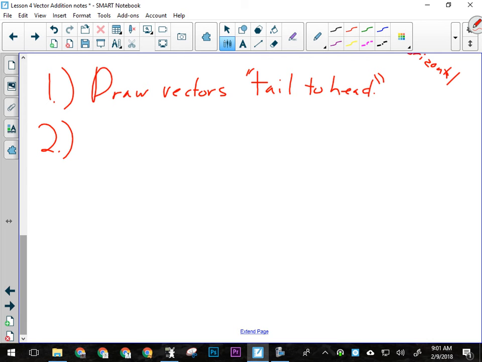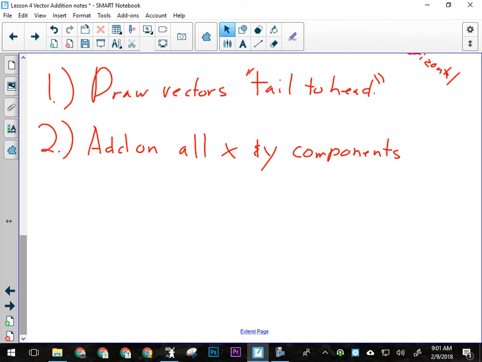Okay, once we've drawn those vectors tail to head, we want to also add on all x and y components. So basically, guys, what that looks like is, let's say I drew my two vectors first, so like this. All right, so those are my two vectors.